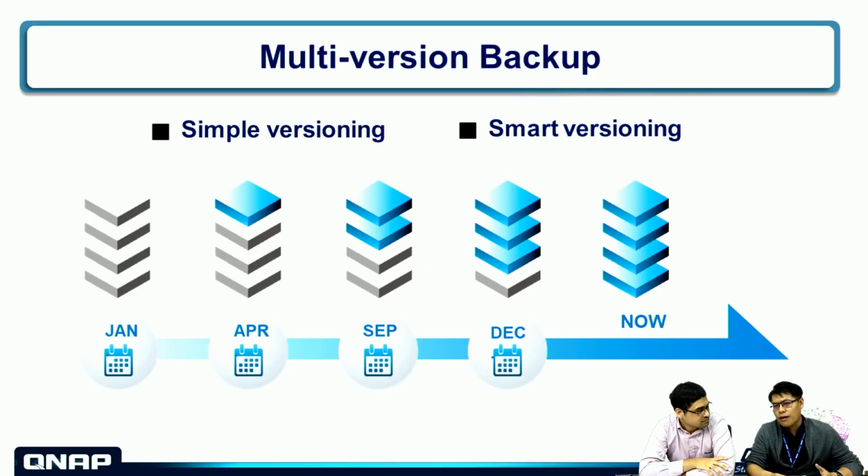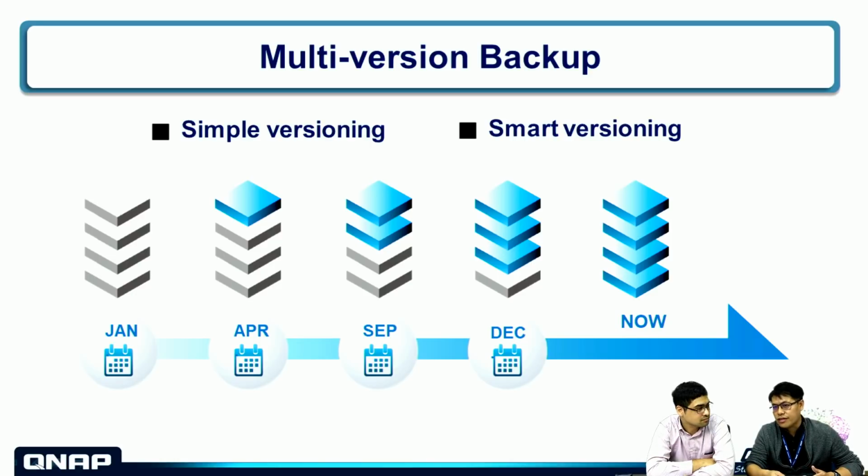Okay, as we talk about multi-version backup, what we need to mention here is multi-version backup management. Because if you have many backup versions, it may result in insufficient storage space. So based on this, Hybrid Backup Sync has two modes for multi-version management. The first one is the simple version. The user can use this configuration to set it up by the number of versions to control their backup versions.